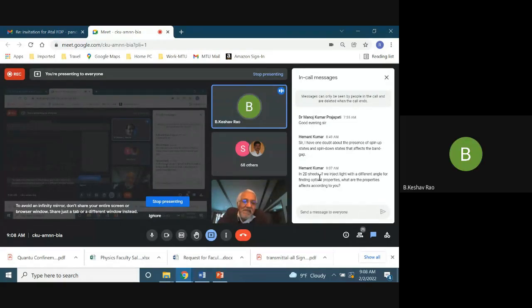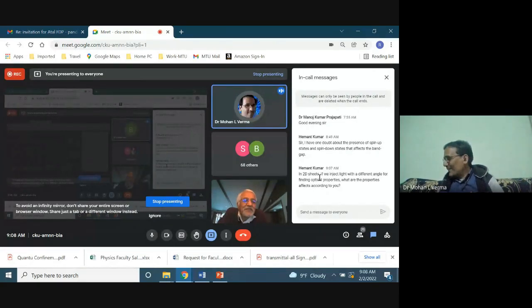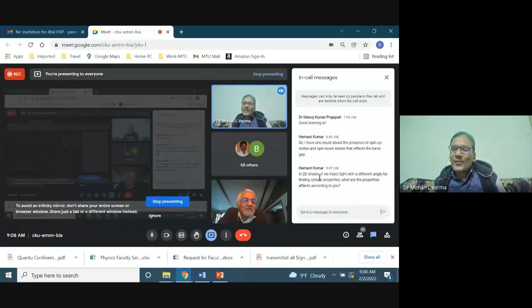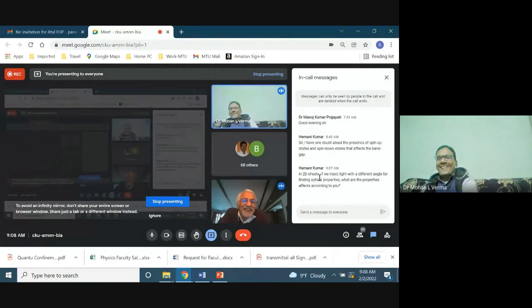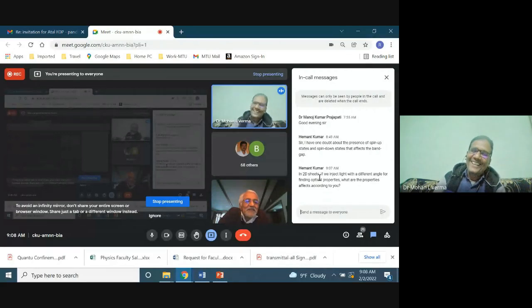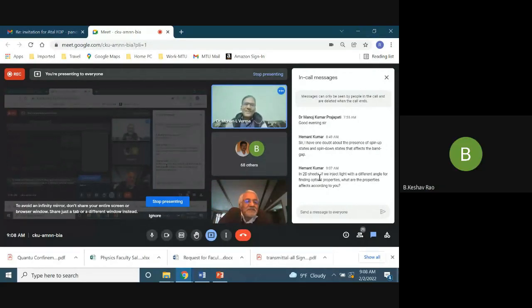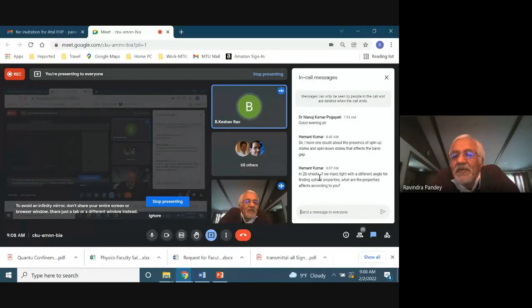Sir, one more question raised by Hemant Kumar. Sure. One more question raised by Hemant. According to his theory, in 2D, Hemant, the question you are talking about now, the different angle and how you are going to affect the optical properties. So always remember we are looking at the macroscopic picture.